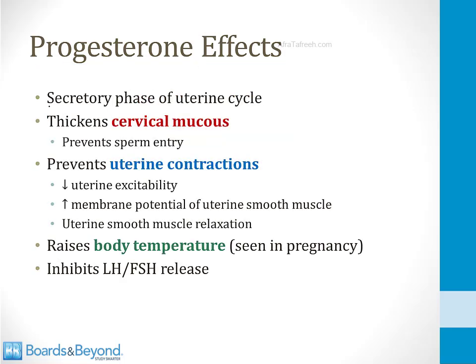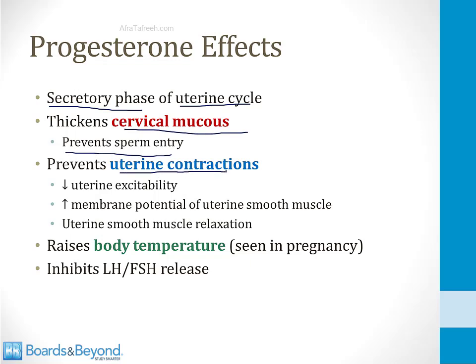Progesterone is responsible for the secretory phase of the uterine cycle. I talk about this in more detail in the module on the menstrual cycle, but progesterone causes the uterus to prepare for pregnancy, and this occurs in the second half of the menstrual cycle. Progesterone also thickens cervical mucus, which prevents sperm entry. Progesterone also prevents uterine contractions.